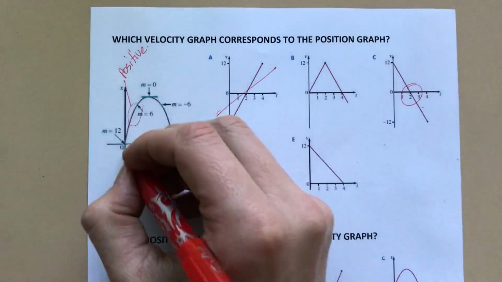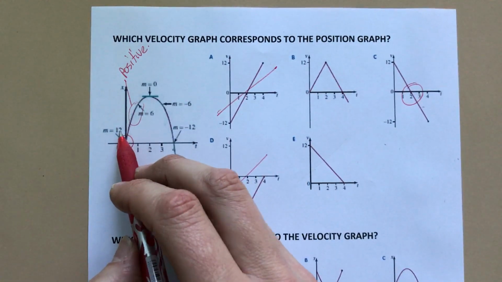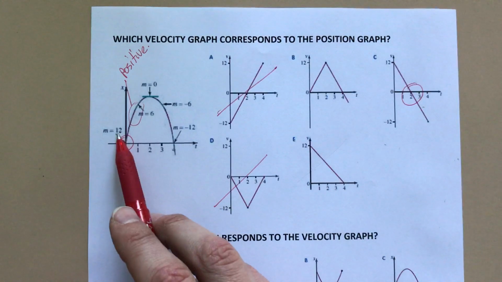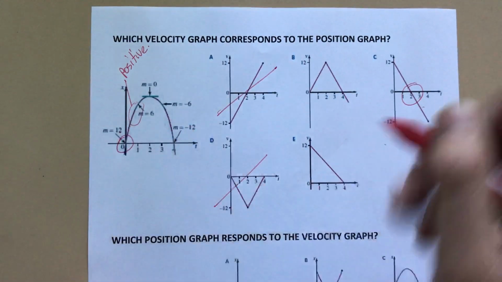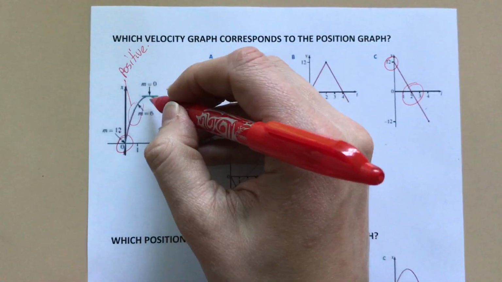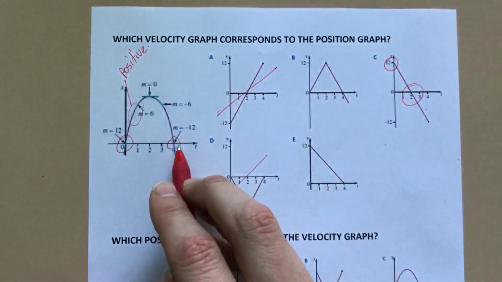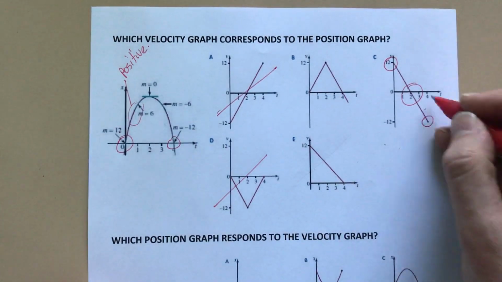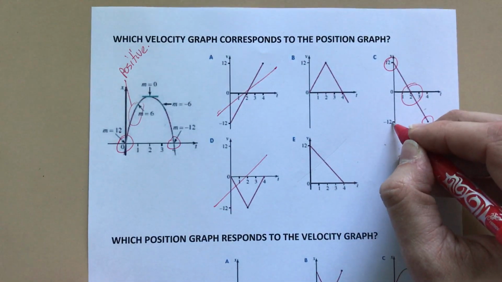The other key pieces of information we can look at: at the beginning, time is equal to 0, we've got a gradient of 12, okay? So your velocity at that particular point is 12. The other thing that you're looking at is it's negative 12 when time is equal to 4. Okay, so when time is equal to 4, we're at negative 12.